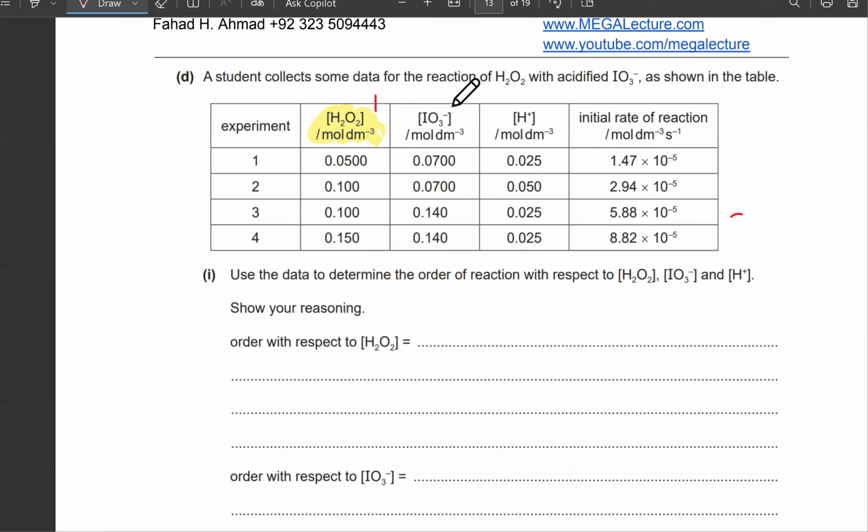Are there any experiments which you can compare, 2 and 3? Wait, no, not 2 and 3, because H plus 1 is also changing, right? But I don't think there's any experiments that you can compare for IO3 minus 1. Are there?